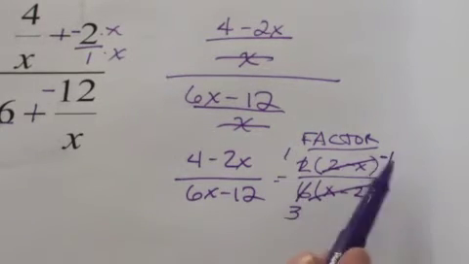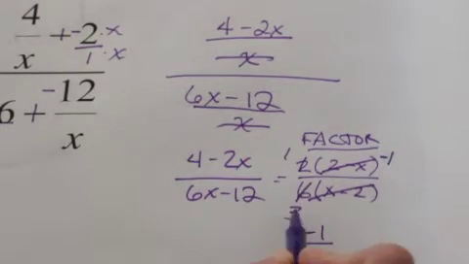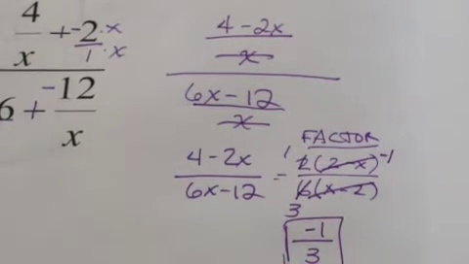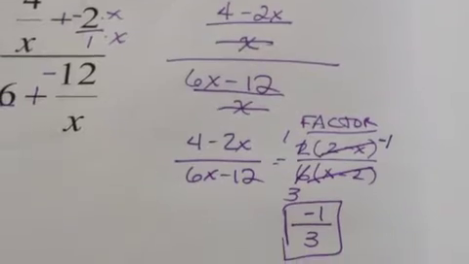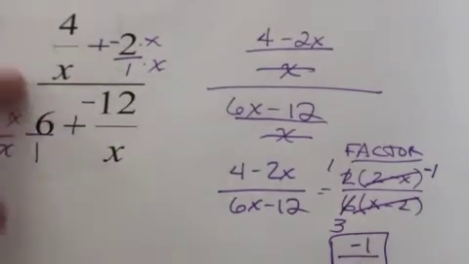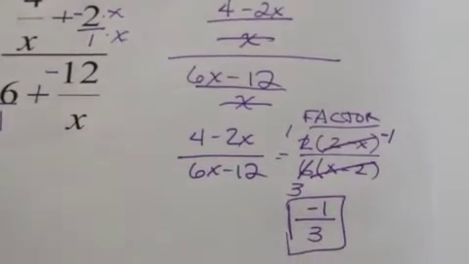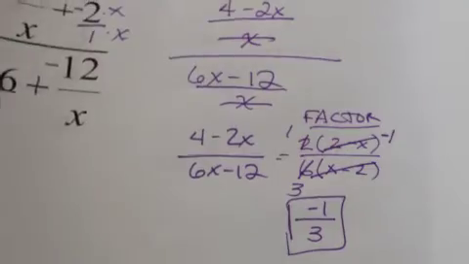Multiply leftovers, so 1 times -1 is -1, and 3 is down here. So this one is -1/3. So this mess up here is really just -1/3. Crazy. All right, let's do one a little bit more involved, where the denominators aren't exactly the same.